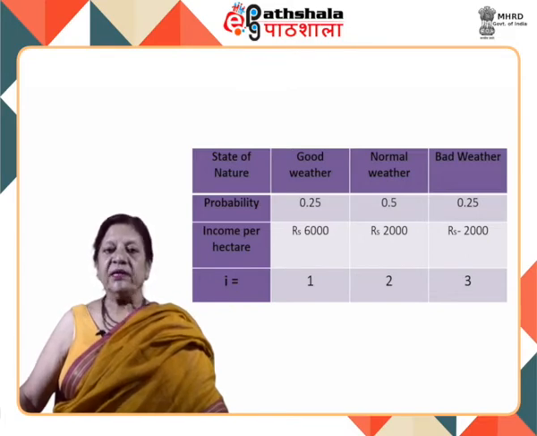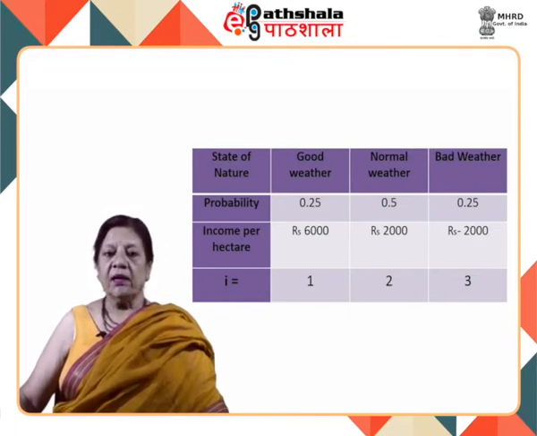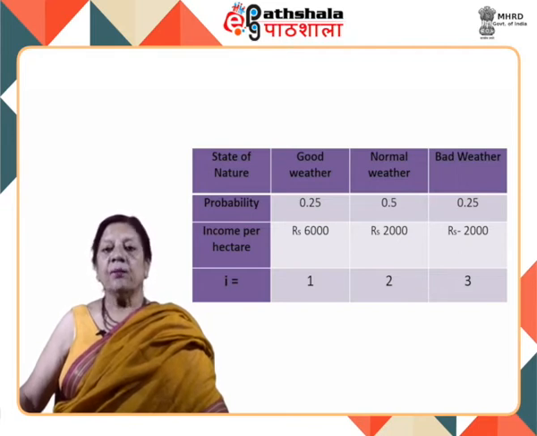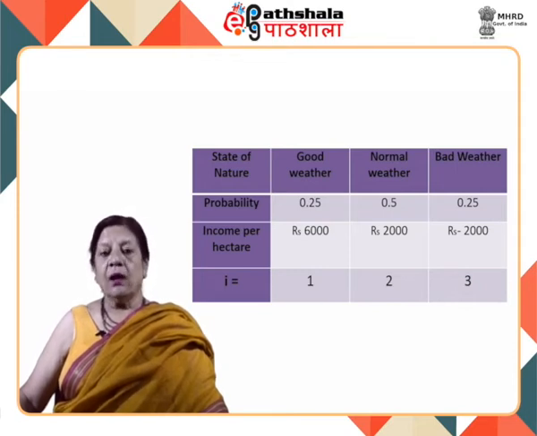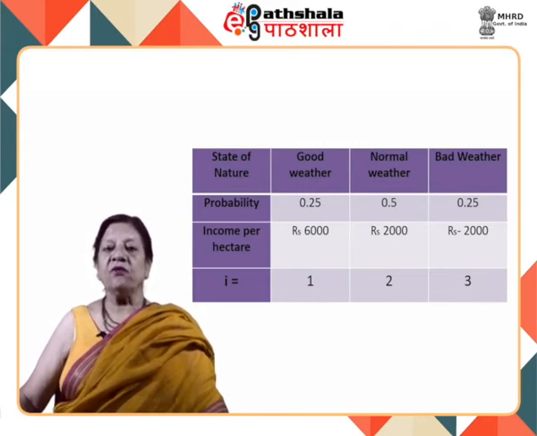The expected value of the outcome would be given by E(y) = Σ pi yi, where pi is the probability of the state of nature i and yi is the income per hectare under the state of nature i. In this example, E(y) is rupees 2,000. Hence, an economic calculation is possible.